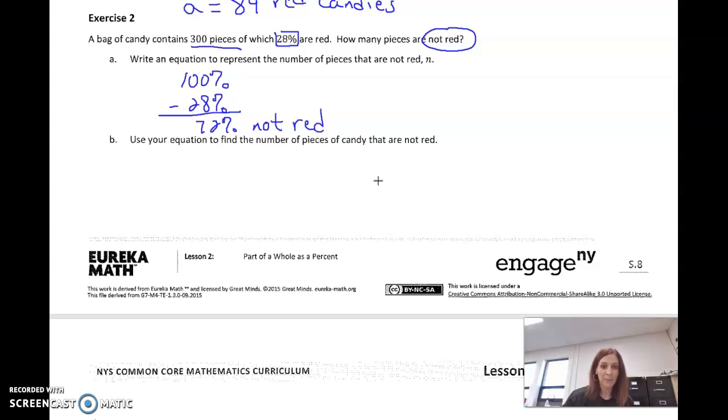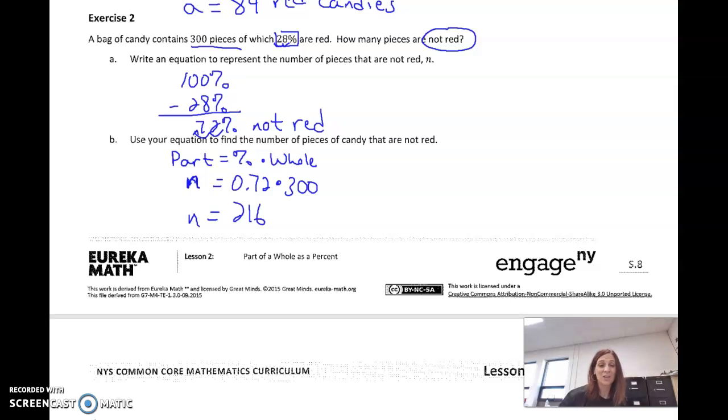So again, we're using part equals percent times whole. We're looking for our part. Now, I guess they called it N right here, but normally I use A. Our percent is 28%. So again, I'm going to change that to a decimal and make it 0.28 times the, no, not 28. Remember, we just changed it. Sorry, 0.72 times our whole, which is 300. And again, if you type that into a calculator, you get 216.